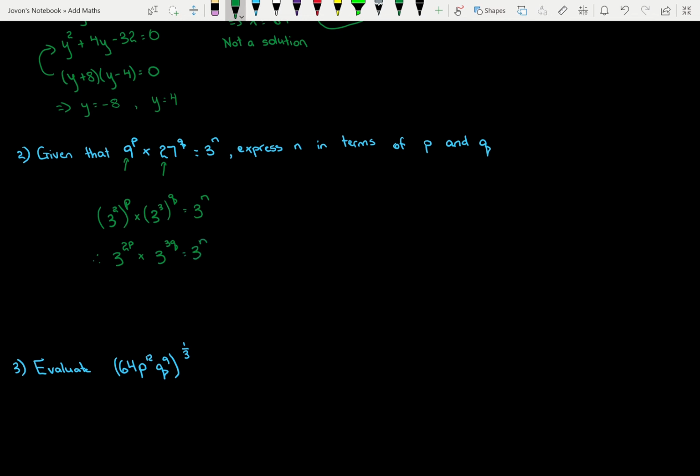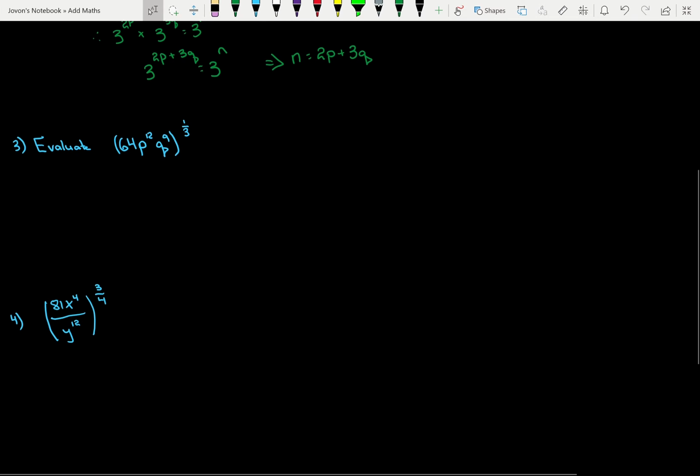Therefore, using the multiplication rule, we'll have 3 to the power of 2p plus 3q is equal to 3 to the power of n. Since the 3's here are equal, this implies that n is equal to 2p plus 3q. And that was it for this question. Once the bases are the same, that also means the powers are equal to each other. Next question now.